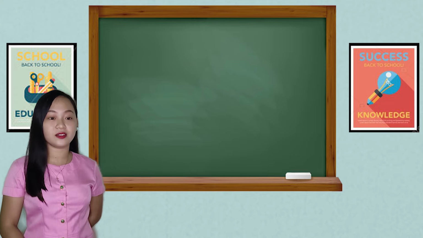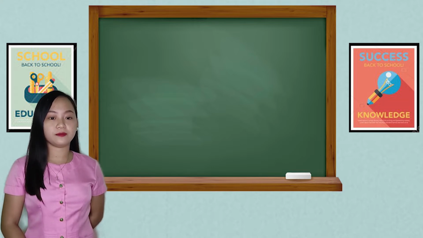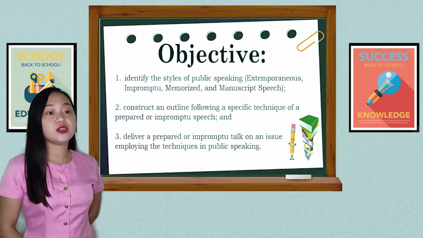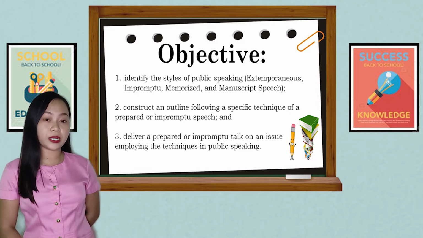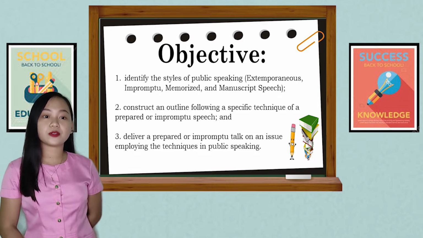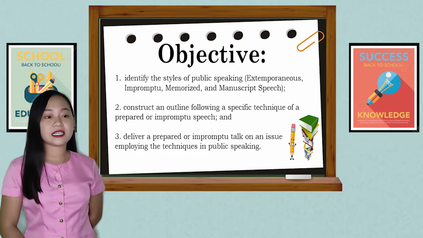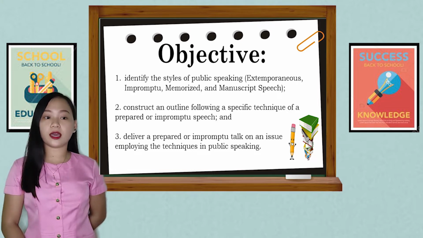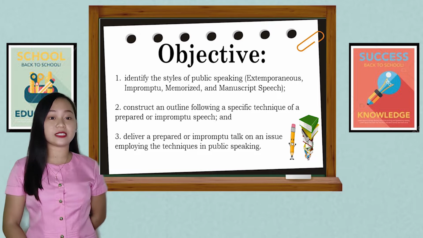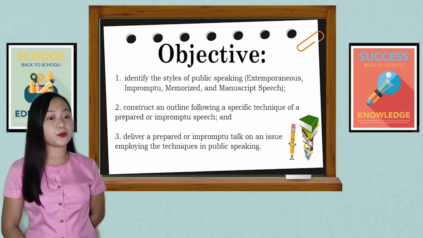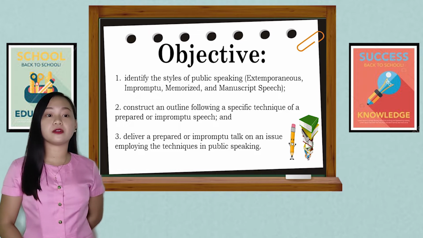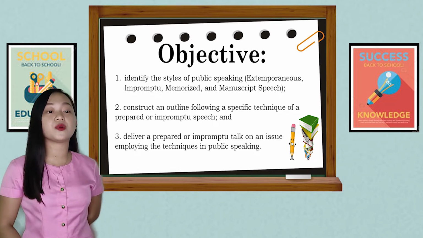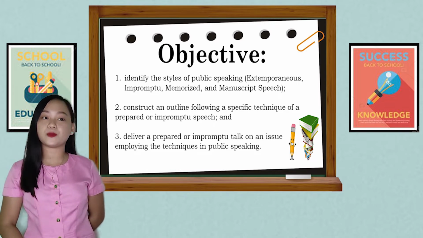In this lesson, you will learn the following. First, identify the styles of public speaking like extemporaneous, impromptu, memorized, and manuscript speech. Second, construct an outline following a specific technique of a prepared or impromptu speech. And number 3, deliver a prepared or impromptu talk on an issue employing the techniques in public speaking.